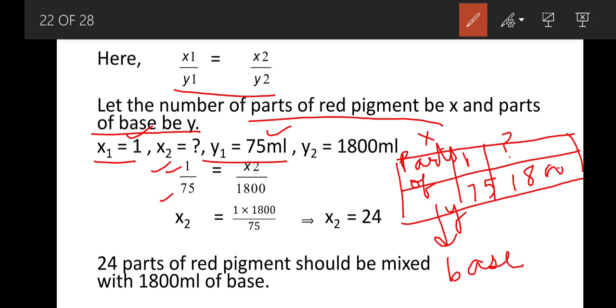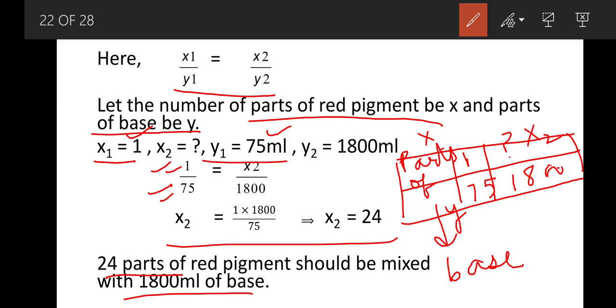So that is why I have written the ratio 1 over 75 is equal to x2 over 1800. After solving, you will get x2 as 24. So 24 parts of red pigment should be mixed with 1800 ml of base. It is always better to make a table. Likewise, I have made the table here.